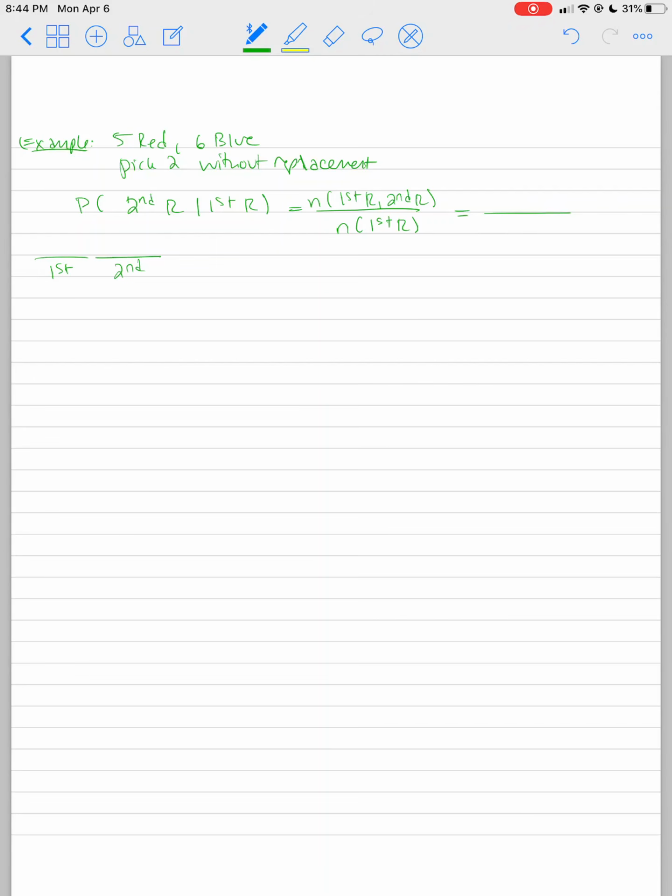I have 2 balls to choose. How many choices are there for the first ball, given that it has to be red? Well, there are 5 red balls. How many choices are there for the second ball? Remember, I didn't put the ball I just picked out of the vase back in the vase. So now there are only 4. So 5 times 4 goes on top.